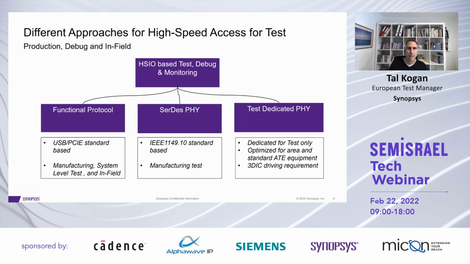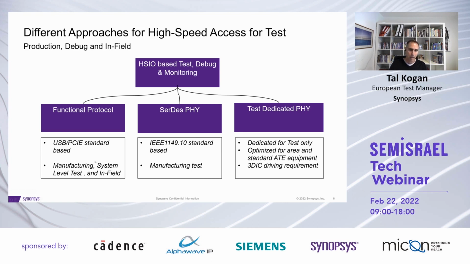So we call this idea high-speed I/O, HSIO-based test. Now, how would that look? One option is to actually use the functional protocol, whether it's USB or PCIe. In theory, it could be others as well for this solution. That means you have to get your scan data into packets and get them into the SoC and use them inside the SoC for test, and then ship out the packets as well in order to compare the expected data to the real data that is provided from the SoC.